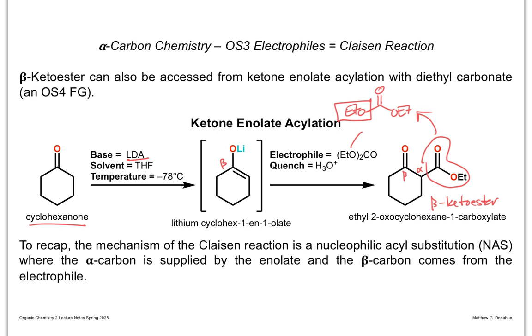So I think what we'll do is we'll stop here. And then now that we've made these beta ketoesters, what we're going to do is substitute off those alpha positions to make acetones, so a 3-carbon ketone, and then acetic acid derivatives, a 2-carbon acid derivative.